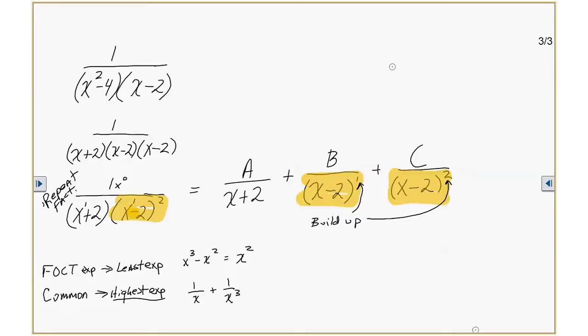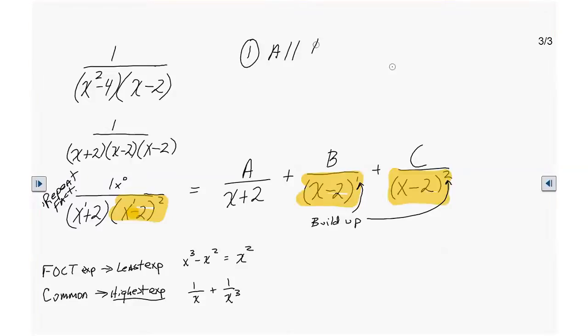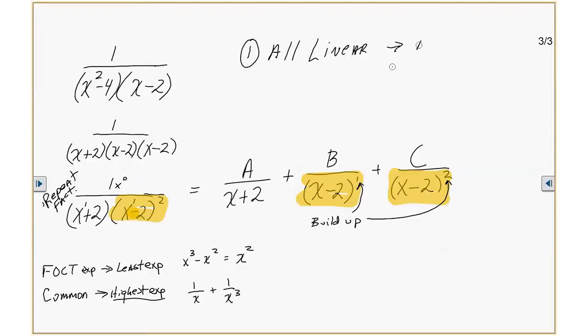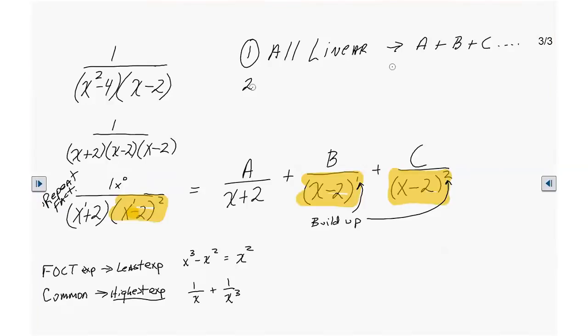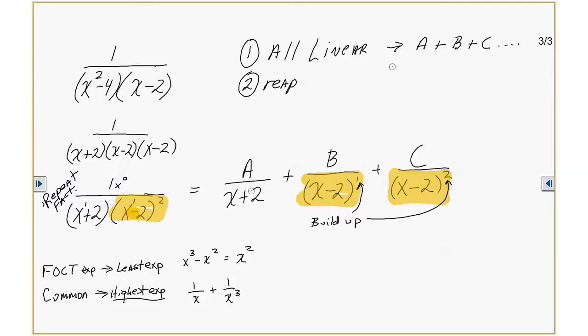Okay? Now, what if you have a quadratic? And the quadratic is pretty much the last one. So, 1, you've got all linears. And that way you use A plus B plus C, dot, dot, dot. And then 2, repeating.